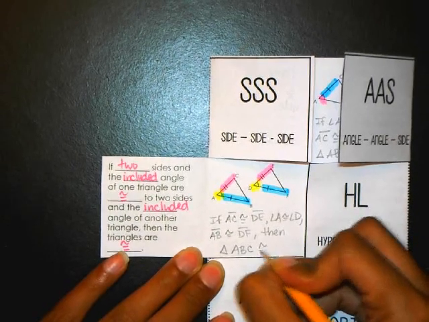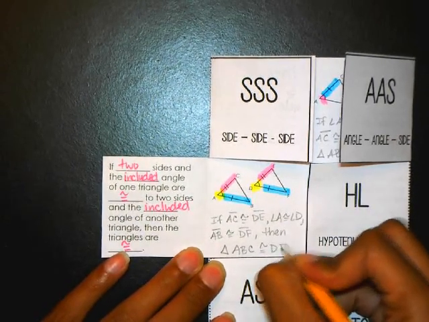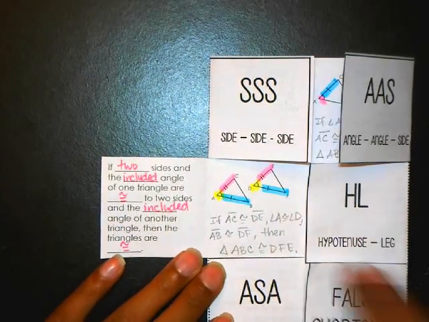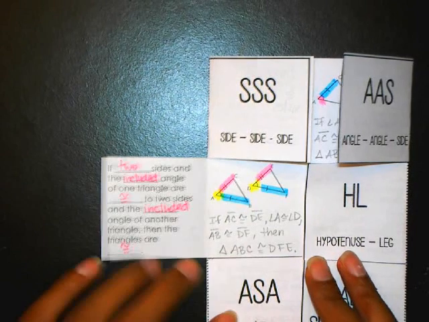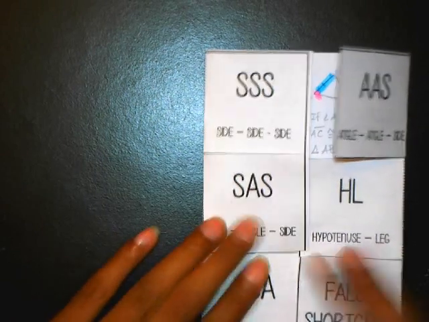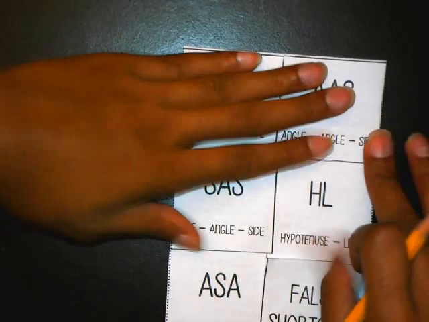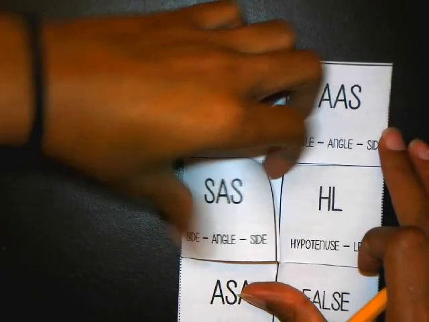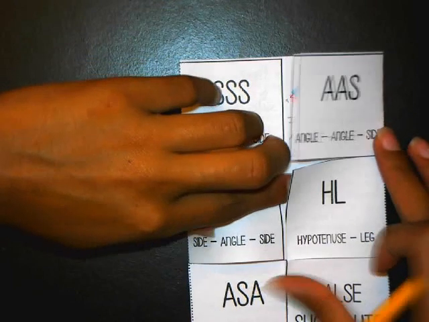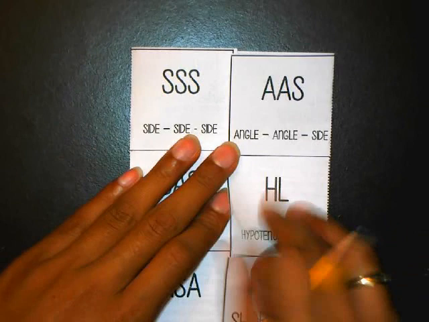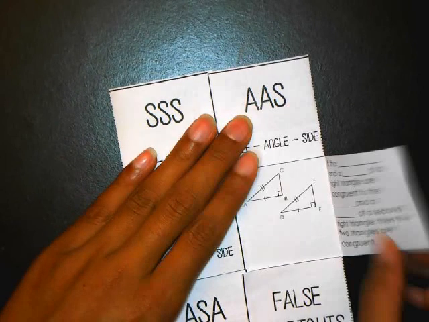Alright, next one, HL. HL is one that we didn't explore in class, but it's one of our triangle congruence shortcuts. In hypotenuse-leg, in order to use HL, you have to first be looking at a right triangle. So as soon as I open the flap, you should notice that these are right triangles. And the reason I know they're right triangles is because there is a right angle inside of them.